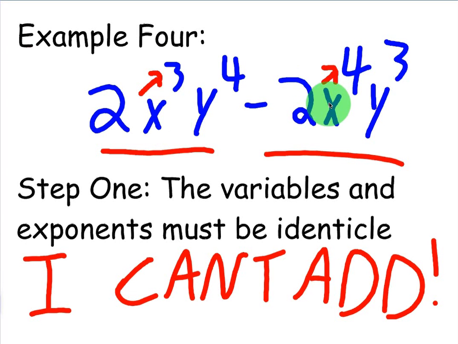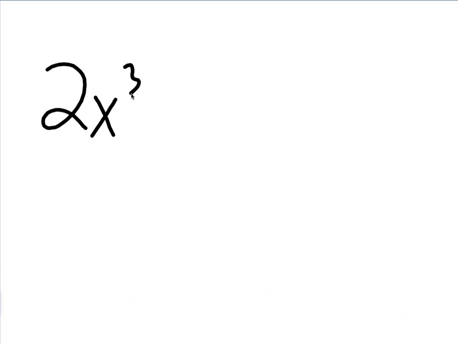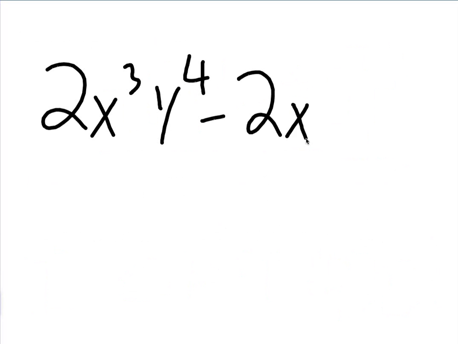And so for this particular example, you can't simplify it. Now students might ask me, what's the answer? Well, the answer is actually what you started with. All you'd be able to do with this problem is just rewrite 2x cubed y to the fourth minus 2x to the fourth y cubed. That's as simple as it gets. You can't combine them because those exponents that are associated with the particular variable are different.